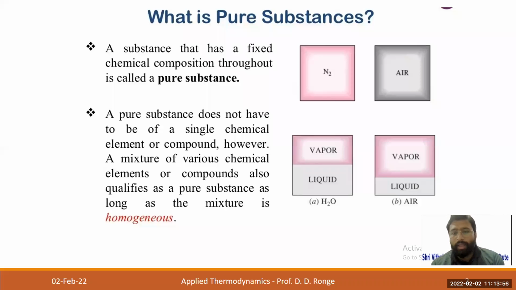There are some cases like air. If you take liquid air and vapor or gaseous air, in that case we cannot say it is a pure substance. The minimum criterion here is that the mixture should be homogeneous. For single elements it is very straightforward. The chemical composition should be constant throughout the process. For a mixture, the chemical composition should be the same and the mixture should be homogeneous.